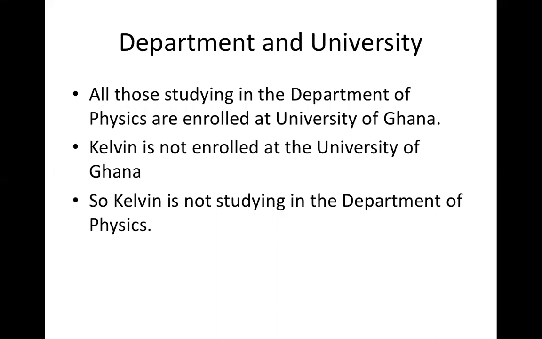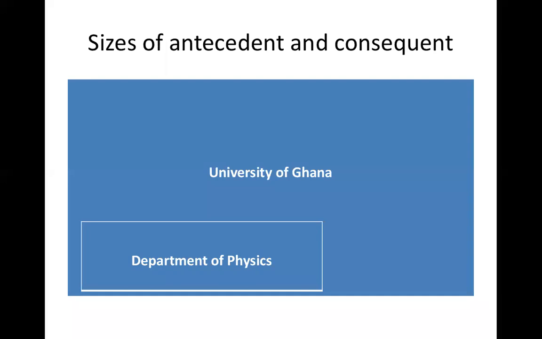That is an argument of denying the consequent. All those studying in the Department of Physics are enrolled at the University of Ghana. Kelvin is not enrolled at the University of Ghana. So that denies the consequent. So Kelvin is not studying in the Department of Physics. So this is the map. You have the Department of Physics in the University of Ghana. If you are not in the University of Ghana, you cannot be in the Department of Physics. But if you are not in the Department of Physics, it is still possible that you are in the University of Ghana because there are other departments.